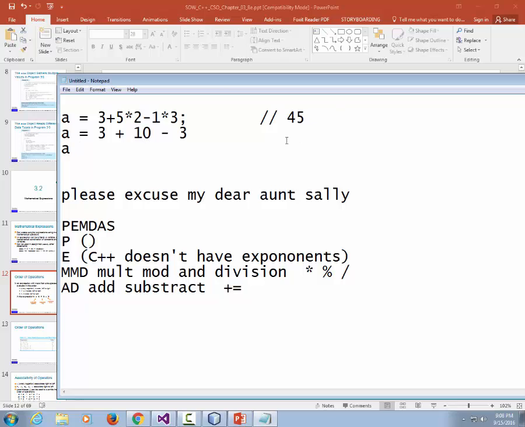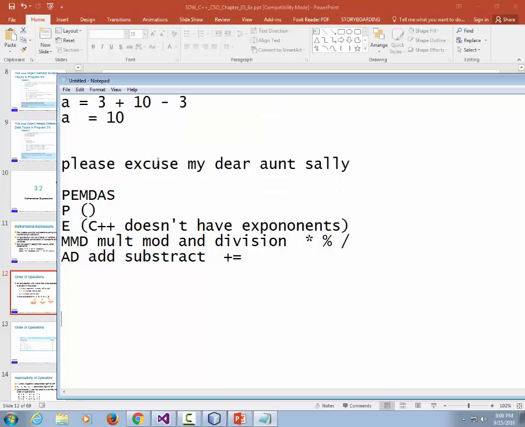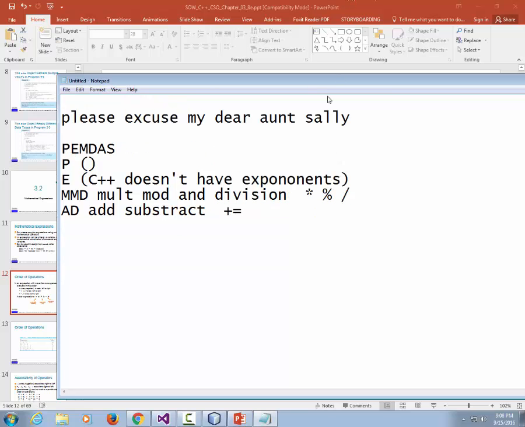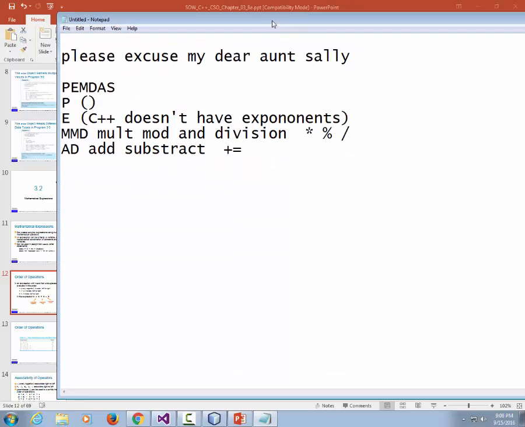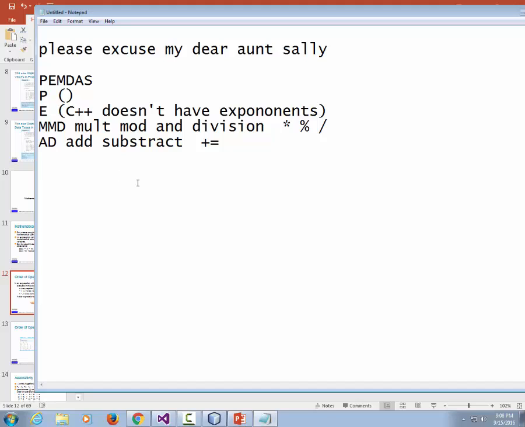And now we don't have any multiplication or parentheses or anything else like that, so we just do it left to right. 3 plus 10 is 13, minus 3 is back to 10. So that's how those are solved. And you did this probably in algebra or in grade school math or something like that, so you're probably already familiar with it.